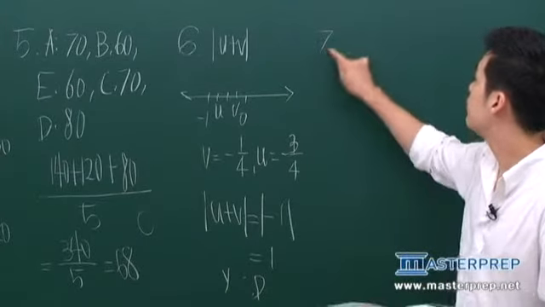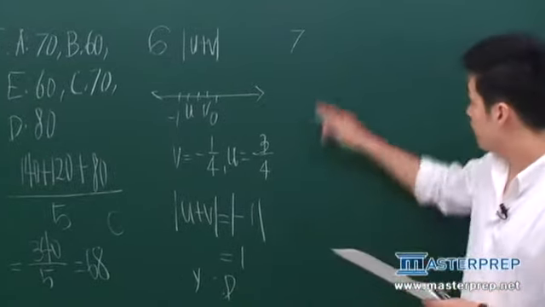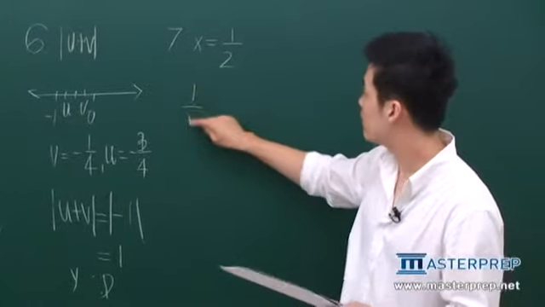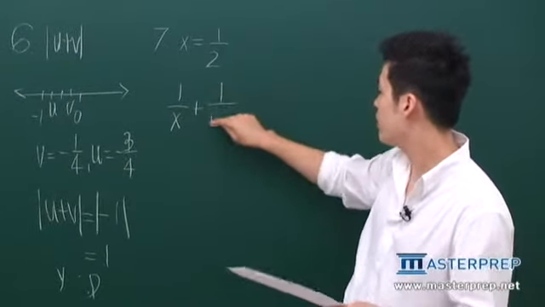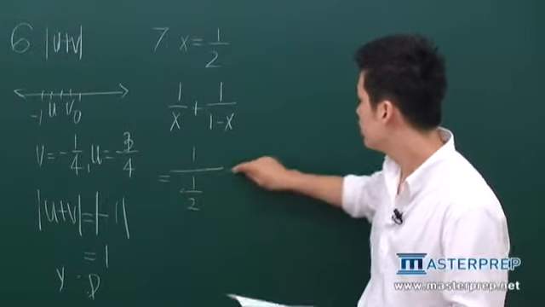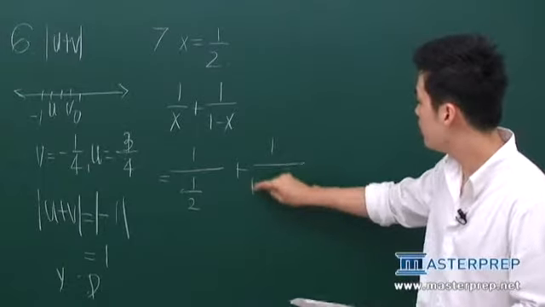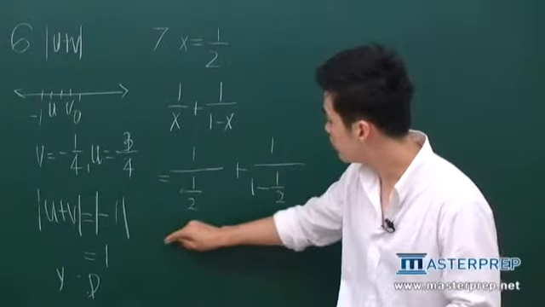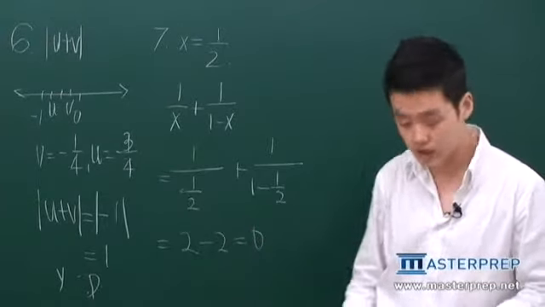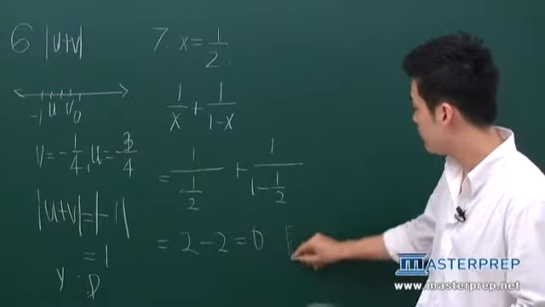Okay, so let's solve number 7. We are given that x is equal to 1/2, and 1/x plus 1/(1 minus x) is equal to 1/(1/2) plus 1/(1 minus 1/2), which is 2 minus 2, which is 0. So B is the answer.